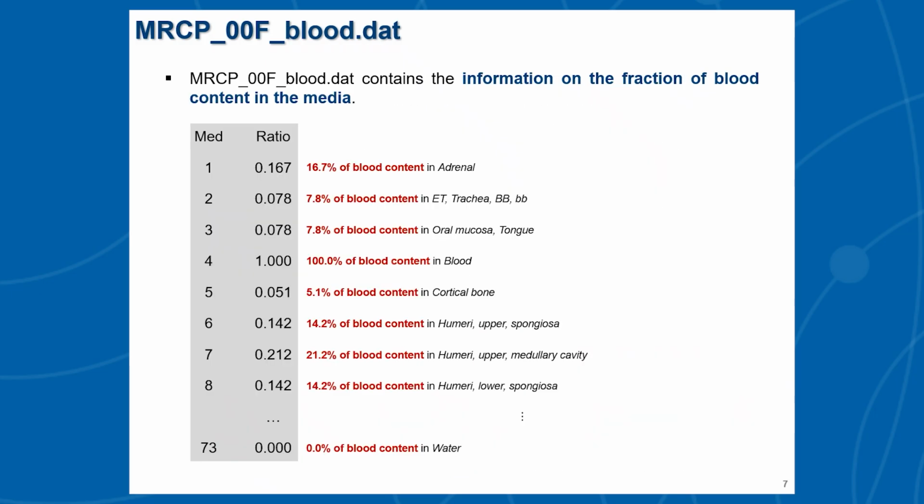The blood file contains the fraction of blood in each organ. The first column shows the medium number and the second column shows the ratio. For example, you can see from the first line that the medium is 1 and the ratio is 0.167. This means that 16.7% of the adrenal is blood.